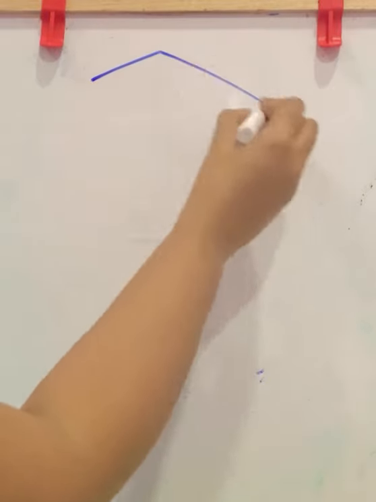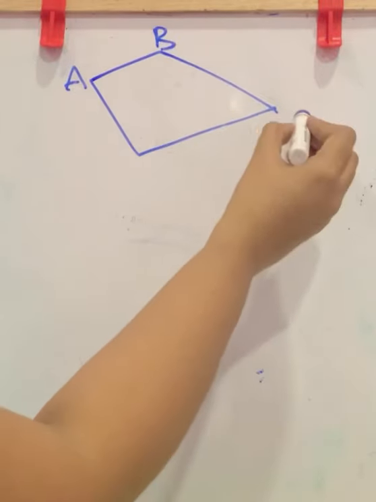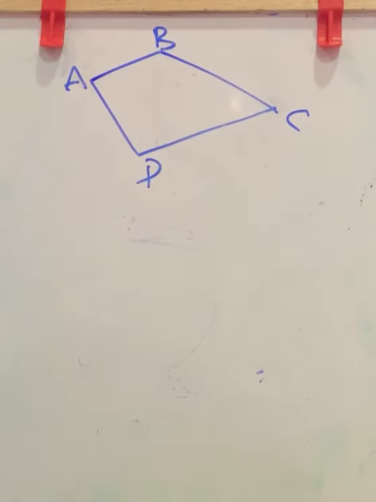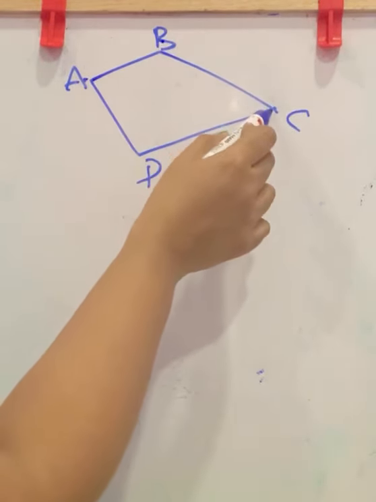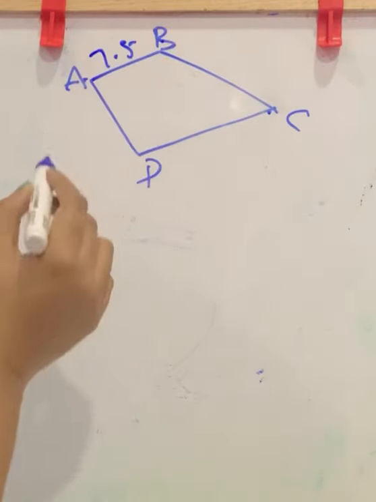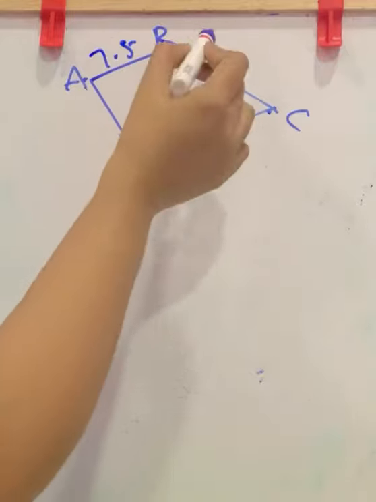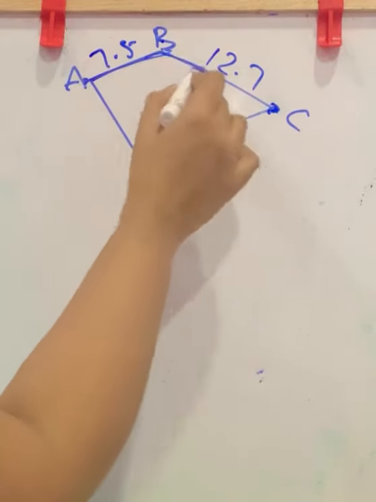Next, we have given a figure. Here A, B, C and D. Question is, Dinesh went from place A to place B and from there to place C. A is 7.5 km from B and B is 12.7 km from C. That is the path of Dinesh.